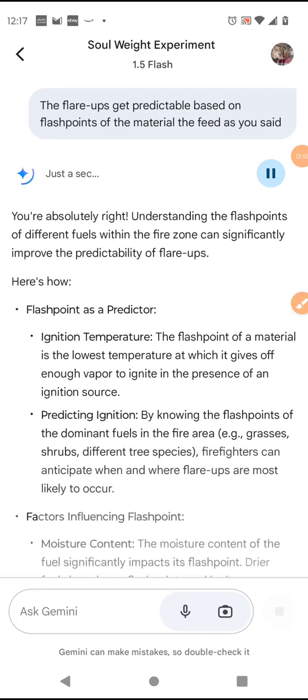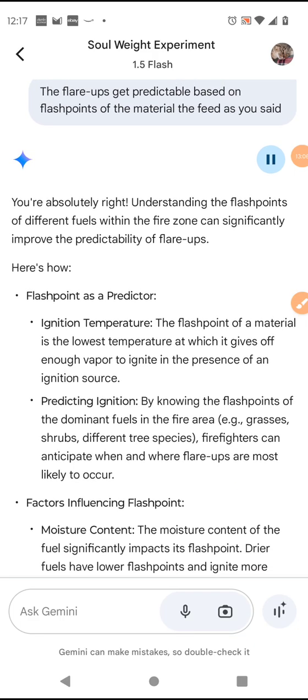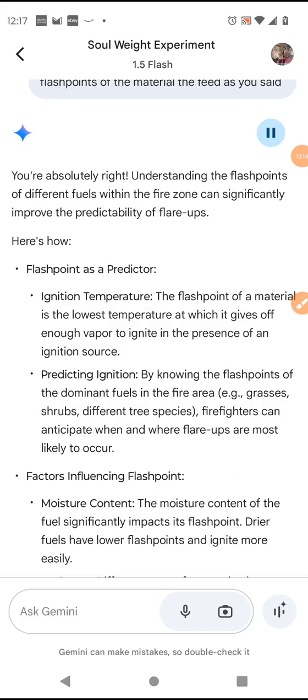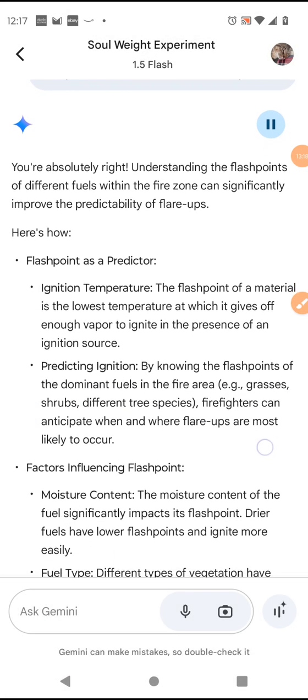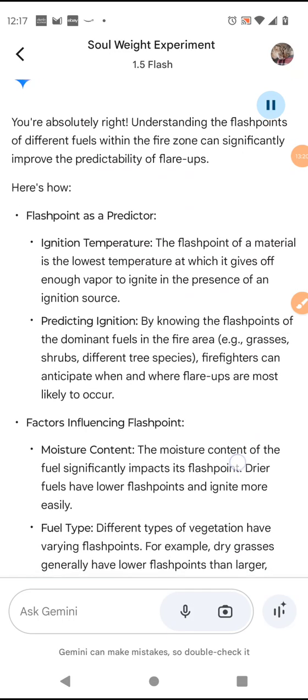You're absolutely right. Understanding the flashpoints of different fuels within the fire zone can significantly improve the predictability of flare-ups. Here's how. Flashpoint as a predictor. Ignition temperature: the flashpoint of a material is the lowest temperature at which it gives off enough vapor to ignite in the presence of an ignition source. Predicting ignition: by knowing the flashpoints of the dominant fuels in the fire area, e.g., grasses, shrubs, different tree species, firefighters can anticipate when and where flare-ups are most likely to occur.